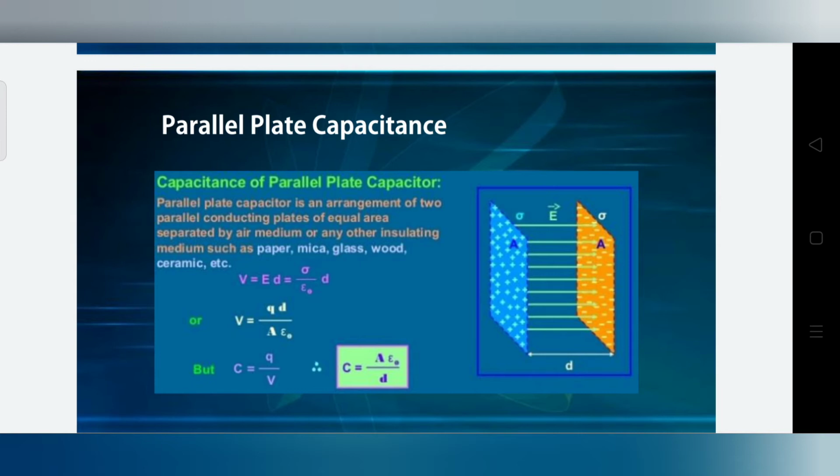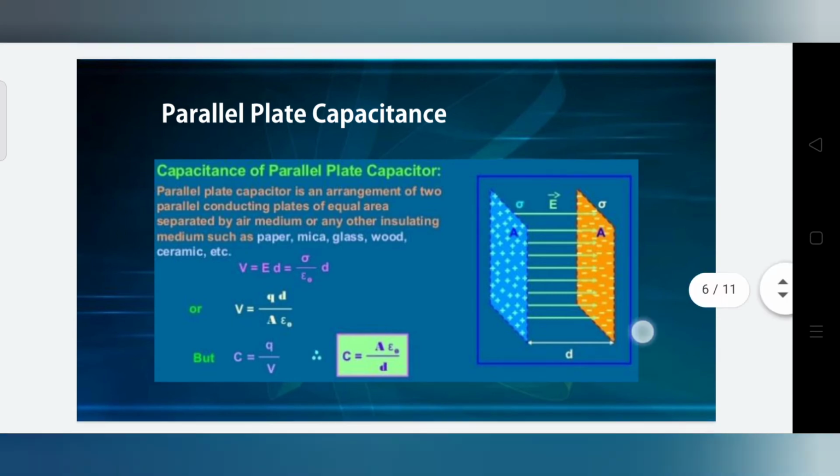V is equal to E into D, which is equal to sigma divided by epsilon naught into D. And then V is equal to QD divided by A epsilon naught, because sigma is equal to Q divided by A. And then C is equal to Q divided by V, as we already studied. Substitute the value of V, and then C is equal to A epsilon naught divided by D. This is the parallel plate capacitance formula.